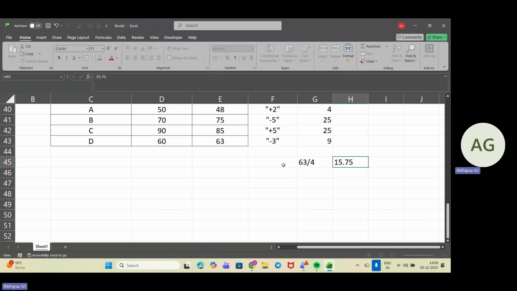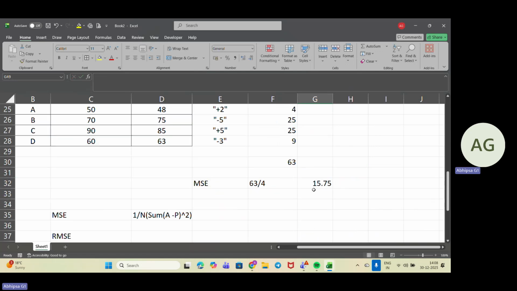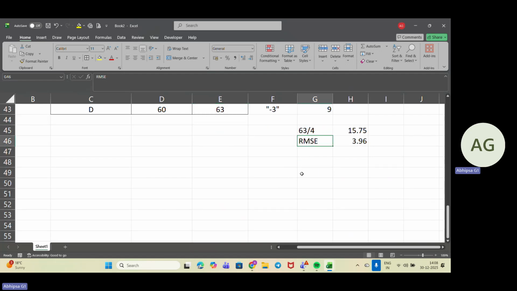The same as MSE. So we need to first find the MSE and then take the root over it. So root of 15.75 gives a value of approximately 3.96. Okay, so this is my result of RMSE. MSE is the squared version, and root mean squared is the square root of the value we are getting in MSE. Okay, so this is the final result.